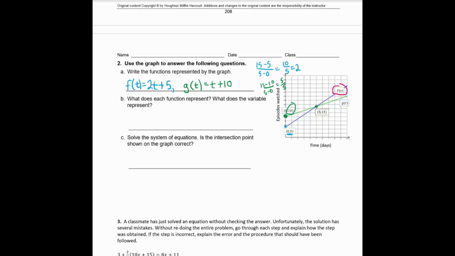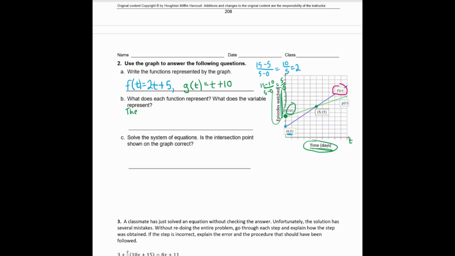What does each function represent? What does the variable represent? This is where we have to look at the side of our graph, because our variable t represents the time that has passed in days, because this axis down here is really the t-axis, because t is acting like x. And so the function itself, f of t, is like our y value and is representing episodes watched.